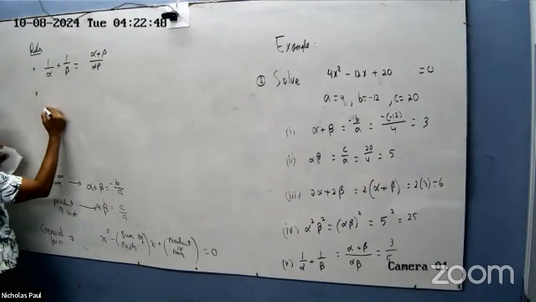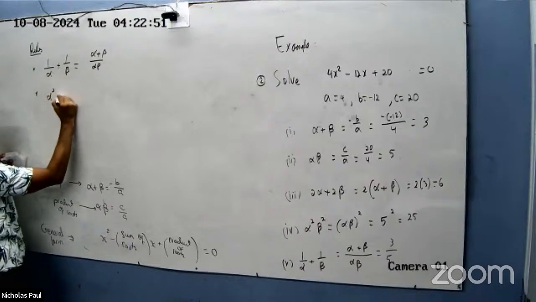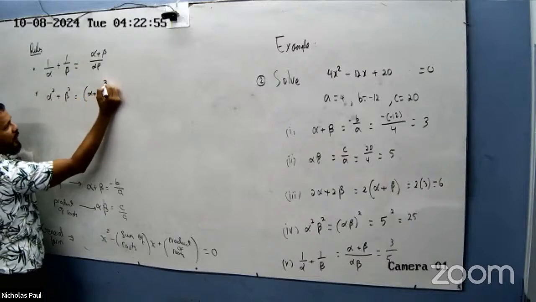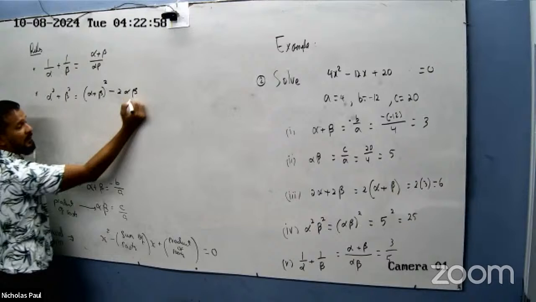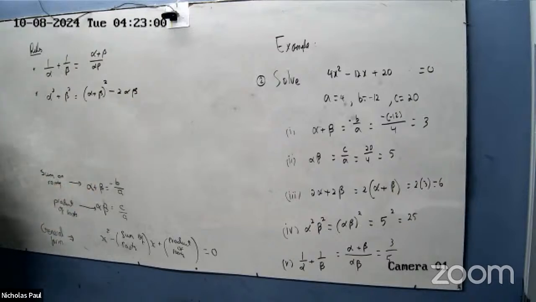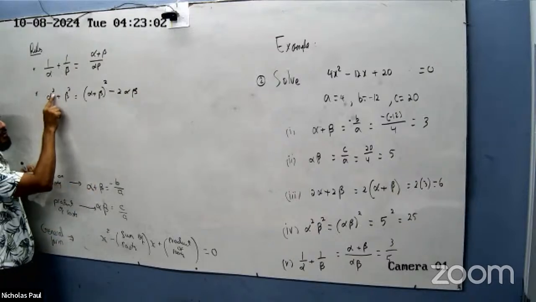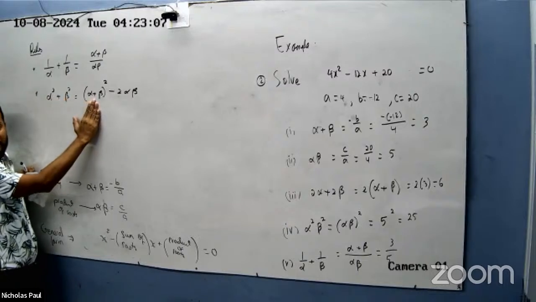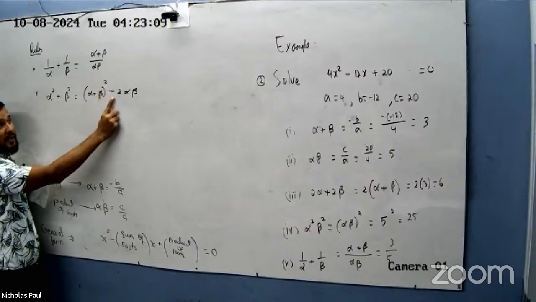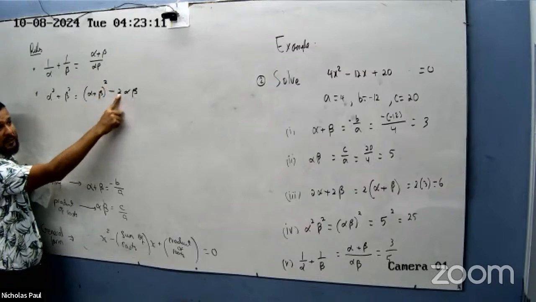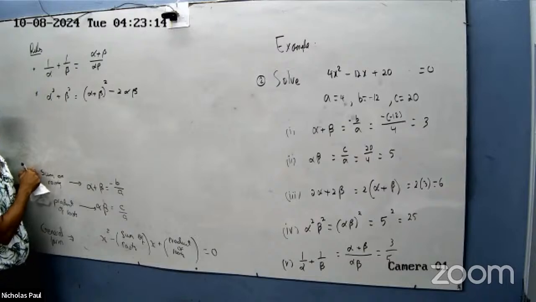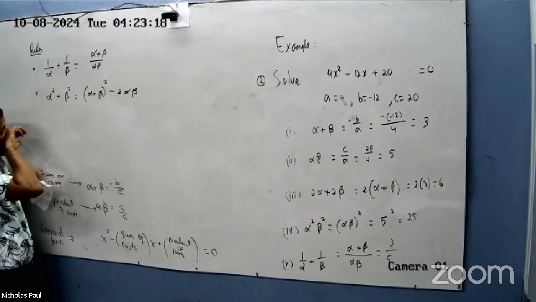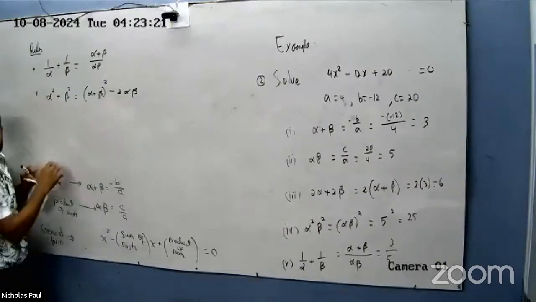The second rule is alpha squared plus beta squared. That is alpha plus beta squared minus 2 alpha beta. Suppose I ask you what is alpha squared plus beta squared. All you have to do is take alpha plus beta squared and then minus whatever alpha beta is, times 2. That's okay? So if you see this, you have to work out this. You don't have to figure it out, but you have to learn these rules.